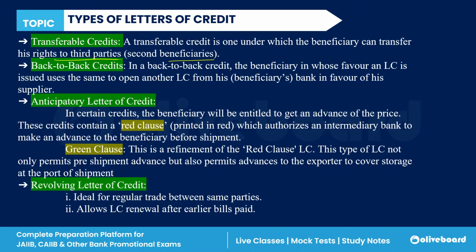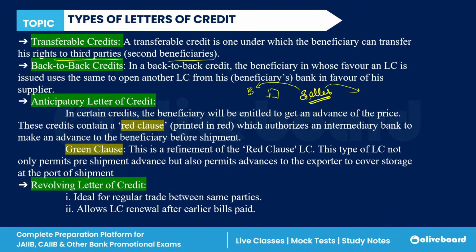Back to back credit. In back to back credit, the beneficiary, the seller in whose favor the letter of credit is issued, uses the same to open another letter of credit from his bank. So if there is a letter of credit issued by the buyer's bank to the seller's bank, the seller can use the same letter of credit in his favor for asking for another supply. For example, the seller wants to have that particular amount from that particular shipment from somewhere else. Now the seller can use the same letter of credit for its buyer, and they just export it from here and send it to here. That is the back to back credit.